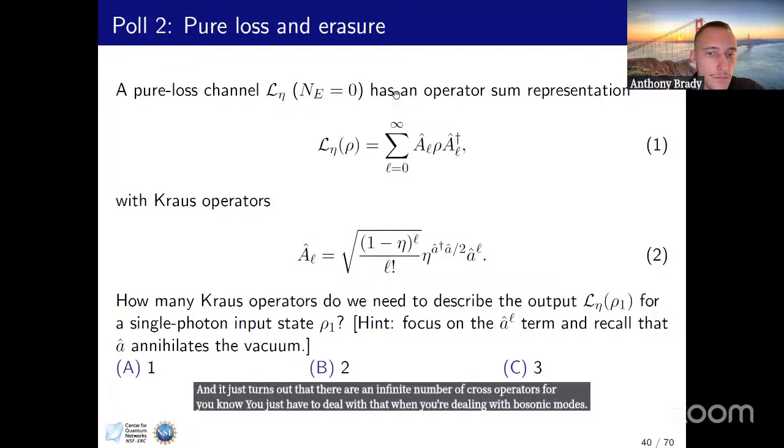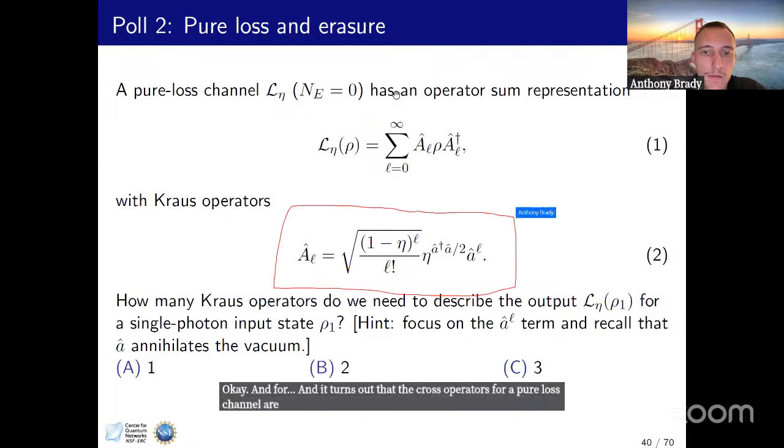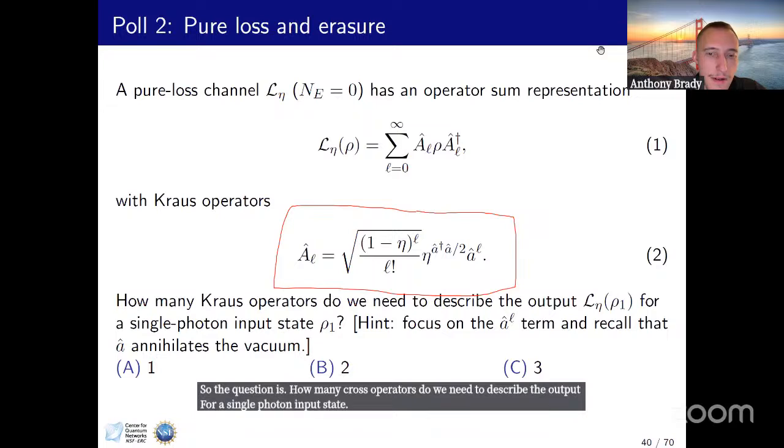And it turns out that the Kraus operators for a pure loss channel are described by these very complicated things. The reason it's so complicated is just because we're dealing with this large dimensional Hilbert space, and things are non-trivial. In any case, these are the Kraus operators for this. So the question is, how many Kraus operators do we need to describe the output for a single photon input state?